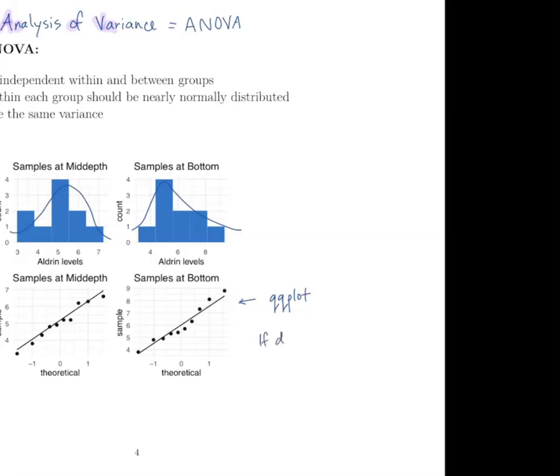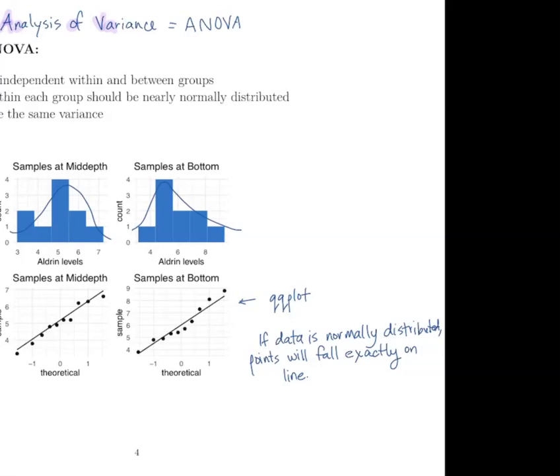If data is normally distributed, points will fall exactly on the line. Okay, so we're hoping for the points to fall somewhat close. And again, that's a judgment call. That would be something to check.